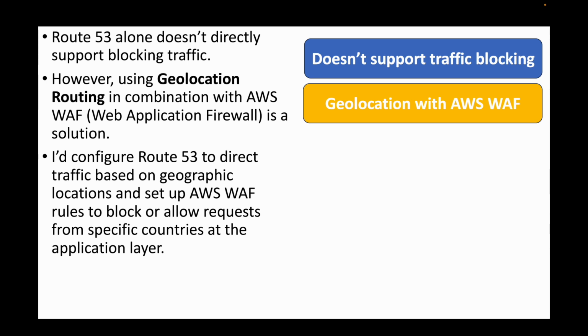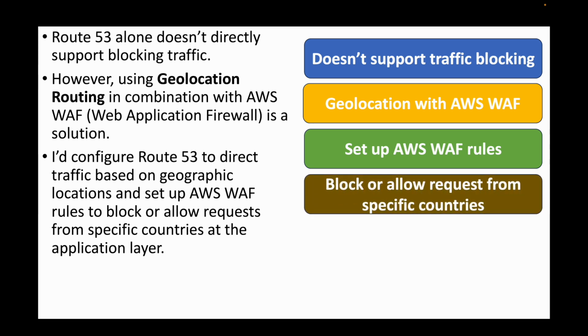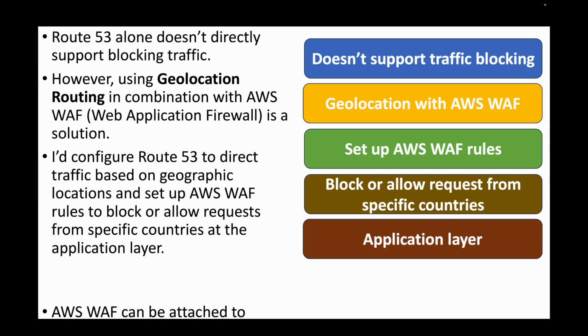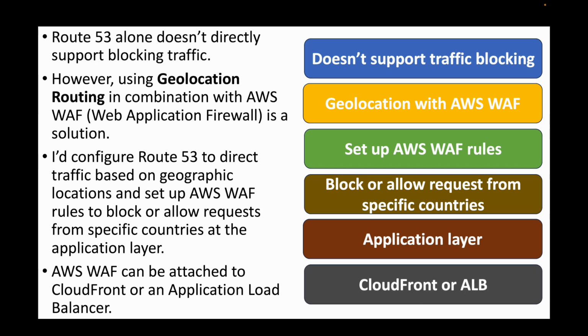So you will be configuring Route 53 to direct the traffic based on geographic locations, and you'll be setting up your WAF rules to block any countries, or basically allow requests from specific countries, at the application layer. Now, AWS WAF can then be attached to your CloudFront distribution or your load balancer, depending on where your application is running. So Route 53 does not directly support it, but we can make use of WAF rules to control which countries' traffic you want to allow or you don't want to allow.